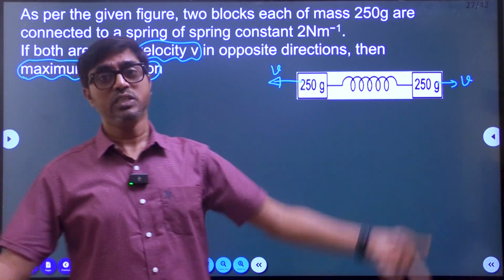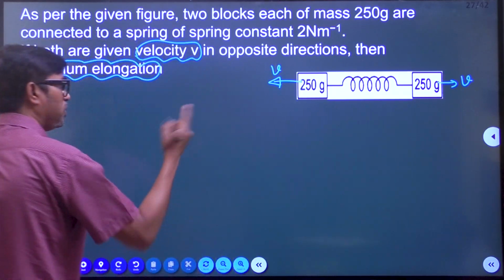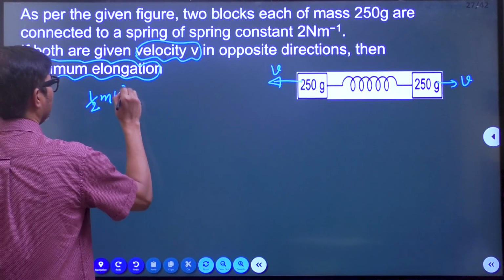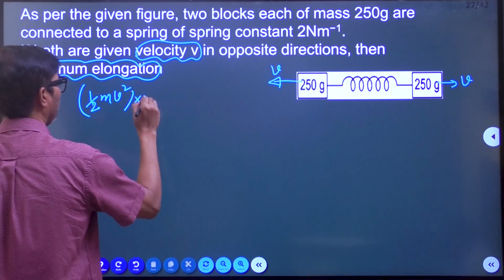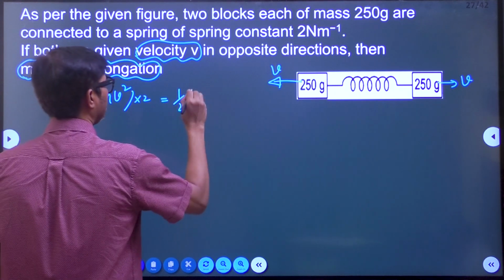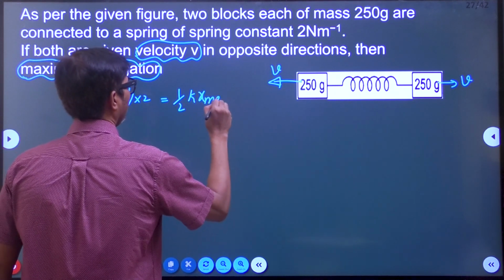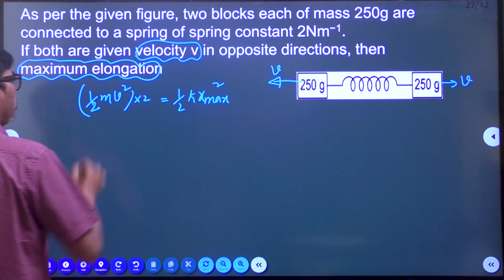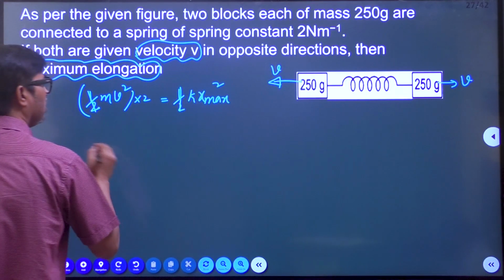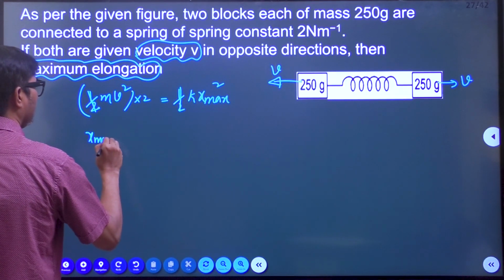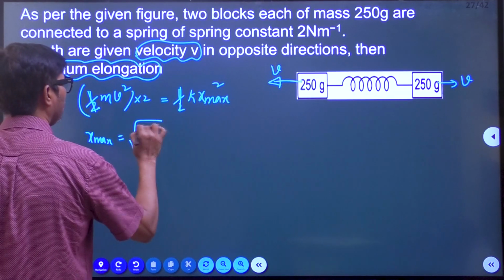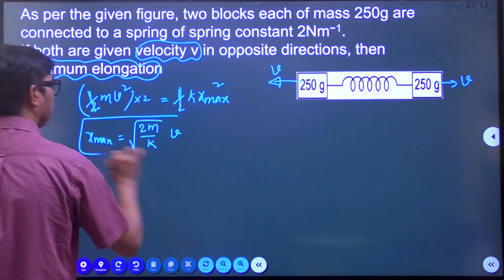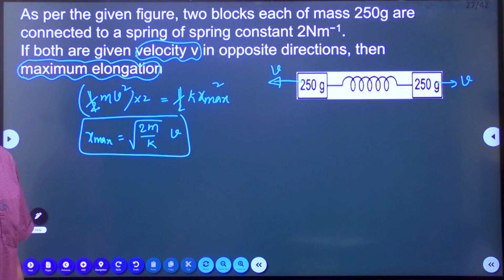At that moment, the speeds are zero. So whatever kinetic energy that you have here, half mv square into 2, when that converts into strain energy, that's where you will have the maximum elongation, at extreme positions. So I think that is all about it. X max will be equal to root over 2m by k into v. This is what we have. You can substitute the values and it's very straightforward.